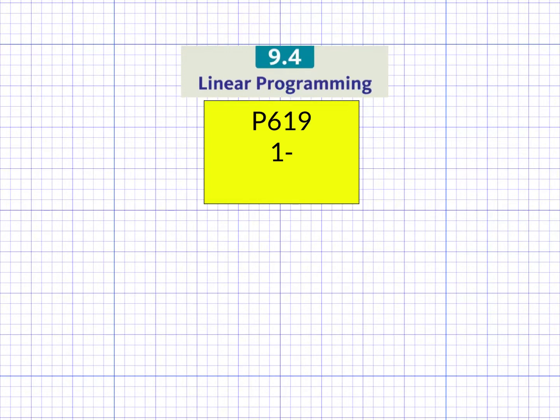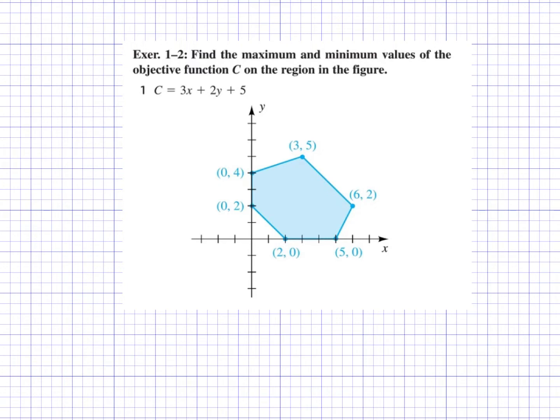Welcome to 9.4, linear programming, finding maximum and minimum values and then plugging them into another function. That's what you're doing today. So here's the function we're looking at. We need to get the maximum and minimum values. So basically what we're doing is we're plugging in all these vertices.